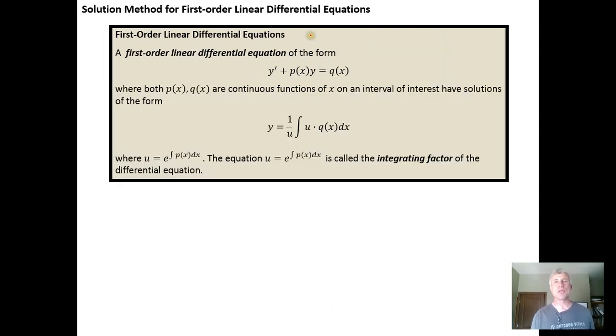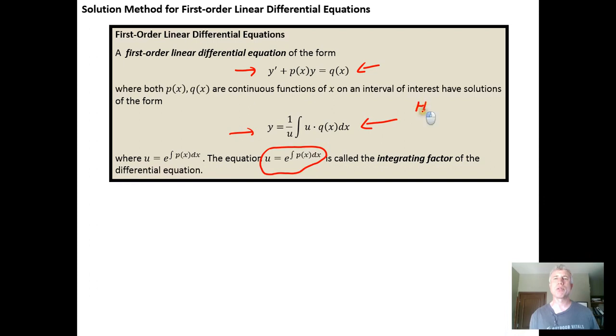Hey, if we have a first order linear differential equation of this form, where we've divided that a of x on both sides to get the leading coefficient of 1, it's going to have a solution that looks like this. y equals 1 over u times the antiderivative of u times the q of x dx. And we actually give this a name. We call it the integrating factor. So to solve this differential equation, you could use this formula.